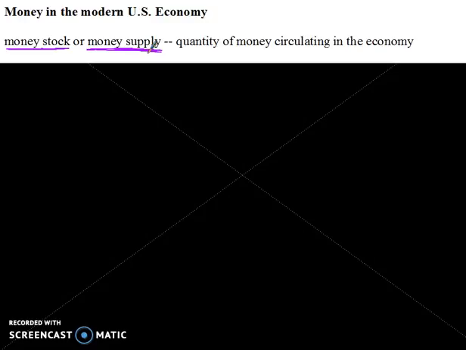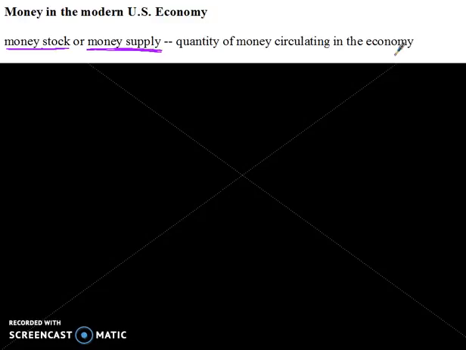It seems like you could just go add up all the dollars that people have. It wouldn't necessarily be an easy thing to do, and it would take a long time, but theoretically it's not a hard concept. Just go count all the money. We just want to know the quantity of all the money that's out there circulating.